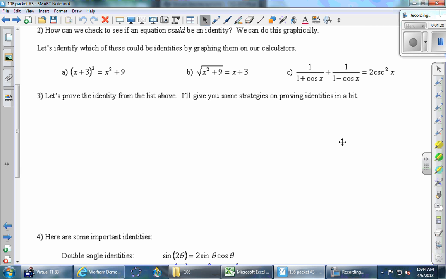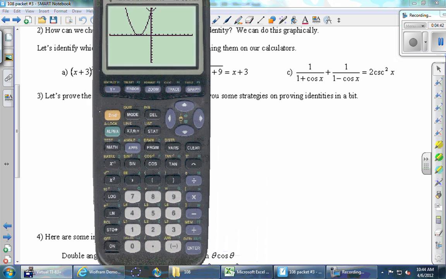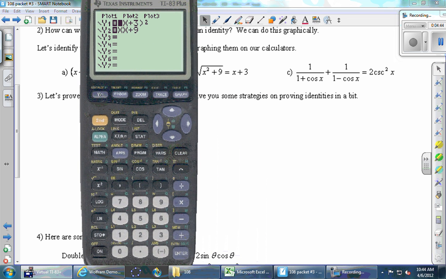All right, how about this beast? 1 over 1 plus cosine x plus 1 over 1 minus cosine x equals 2 cosecant squared x. Is that true? I have no idea. But the calculator can maybe give us a sense of whether or not it might be true. So this one requires some very careful typing. So let's carefully type this thing in.